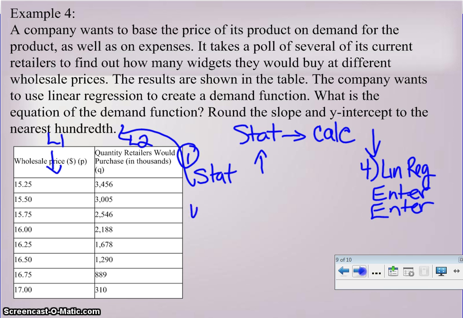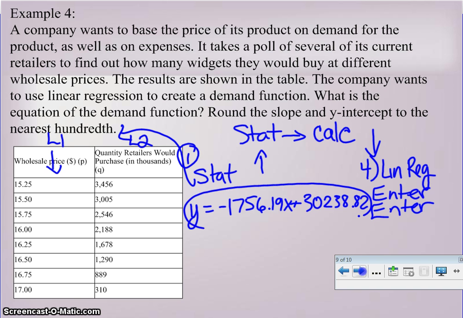So I've got y equals negative 1756.19x plus 30,238.82. And there is my linear regression, which is my demand function equation.